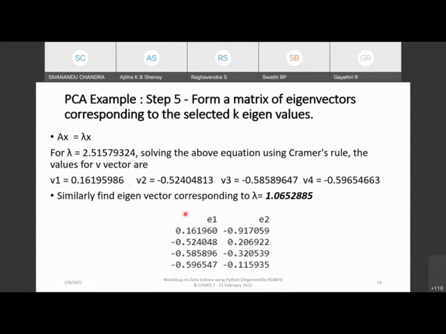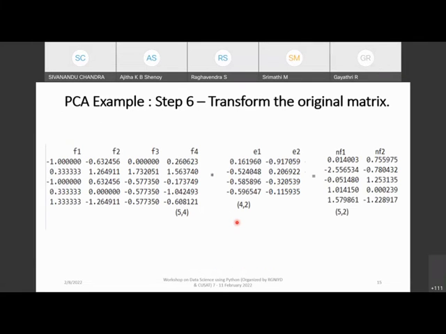of the eigenvector matrix. So I will form the eigenvector matrix. In the first column, E1 stands for the eigenvector corresponding to eigenvalue 2.51579324. You can see 0.161 here, minus 0.2 here, like that. So the first column represents the eigenvector corresponding to lambda 1. Similarly, the second column corresponds to the eigenvector of lambda 2. Now the initial matrix that I will take, initial matrix means the standardized matrix.